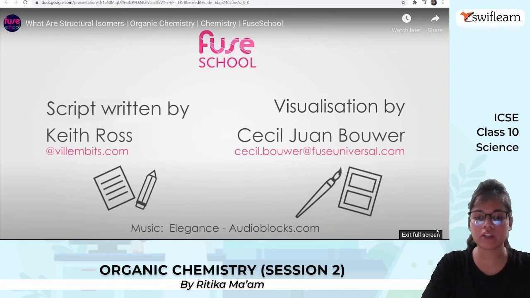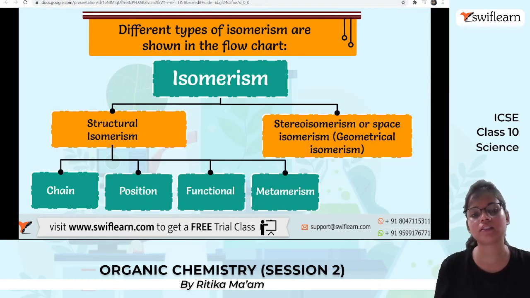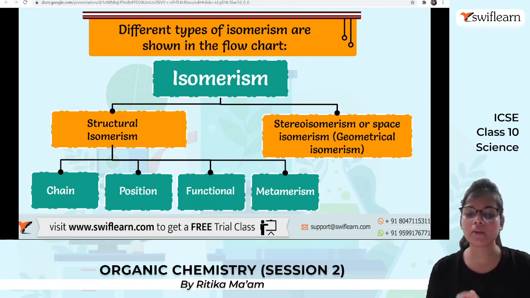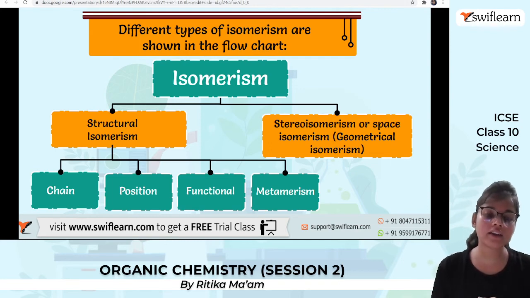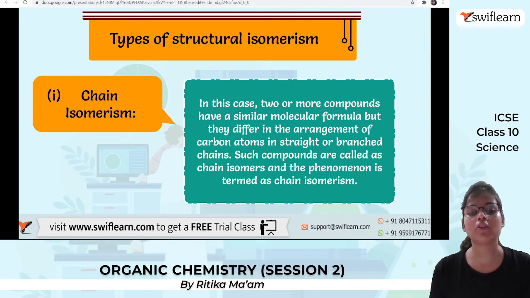Okay, so we just now saw what isomerism is, what the properties are, and how they show different structures. Now let us see how different types of isomerism are possible. So there are 2 types of isomerism, structural and stereoisomerism. Stereoisomerism is also known as space isomerism. It is based on geometrical isomerism. And in structural isomerism we have 4 types: chain, position, functional and metamerism. So let us study each one of them.